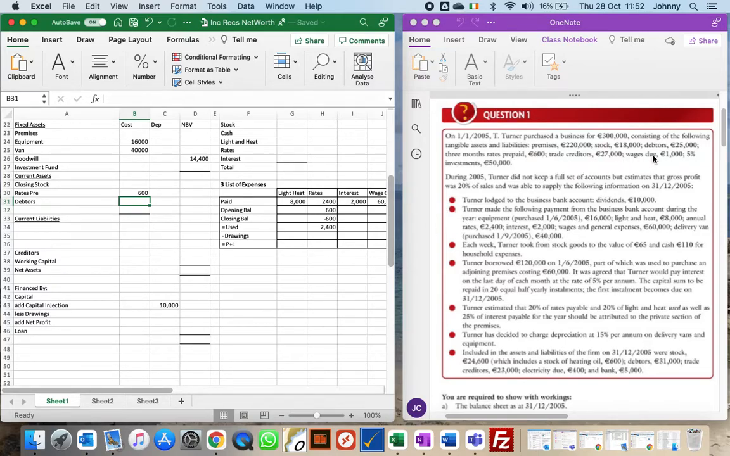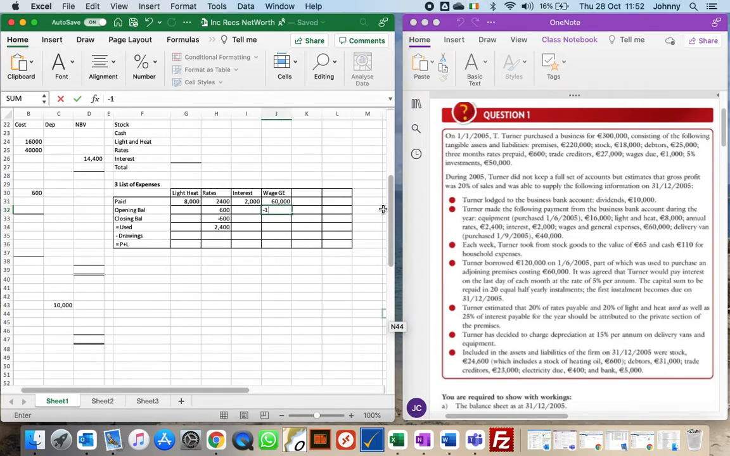So we had wages due of 1,000 at the beginning. So wages is including wage and general expenses, so there's no opening balance. So that was due for last year. So I'm going to take that out of this year. It's not relevant to this year, so take it out of this year.